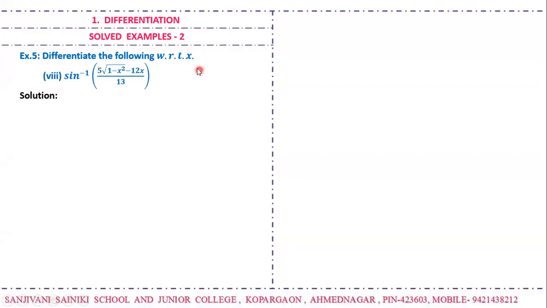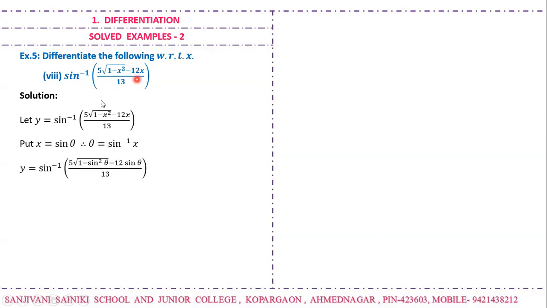Differentiate the following with respect to x: sin inverse of 5 root 1 minus x square minus 12x upon 13. Let y is equal to the given expression. Then, as there is root 1 minus x square, we put x is equal to sin theta or x is equal to cos theta. Here I am using x is equal to sin theta. So theta is equal to sin inverse of x.